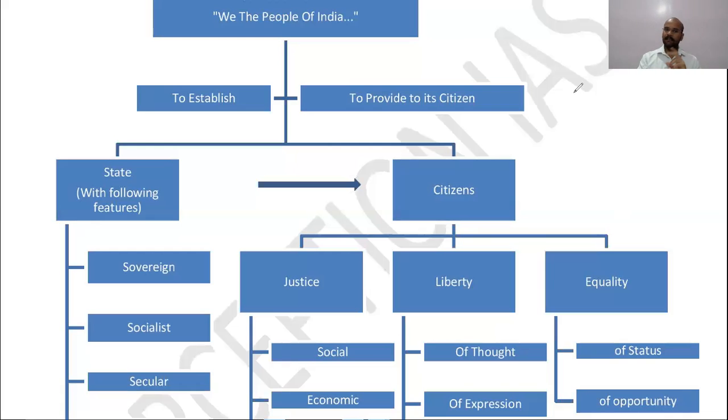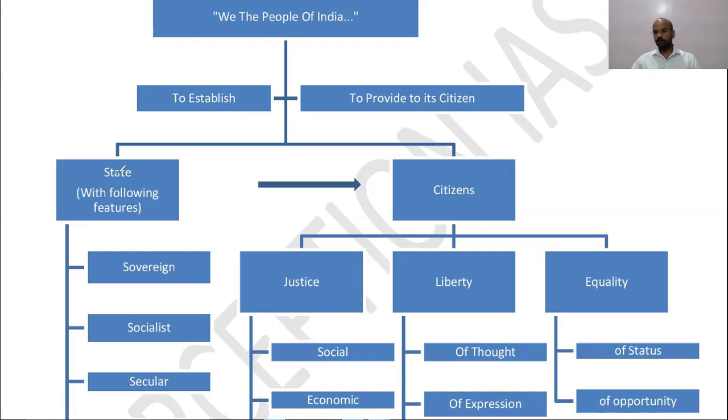So we have, we the people of India, which is indicating the source of power, that is the ultimate source of power to the constitution. Now what have we decided? We have decided to establish and to provide its citizens. There are two things. To establish what? To establish a polity, a political system, a political institution or political setup, right? So basically we are establishing a kind of state.